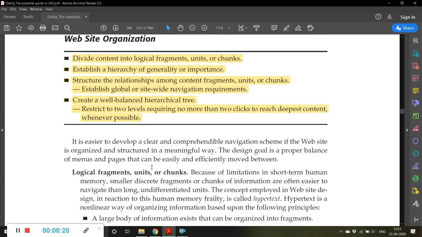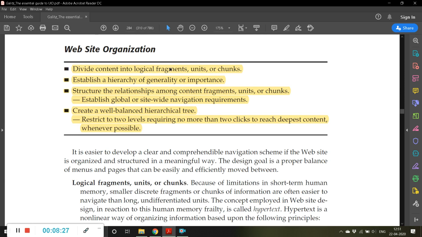Then website organization: divide content into logical fragments, units, or chunks. You have to remember this because it is very important. The meaning here is that you do not divide things arbitrarily into various pages. You group the items which are logically connected to each other, and logically collected elements should be placed in a single page, or more than one, maximum 2 or 3 pages.